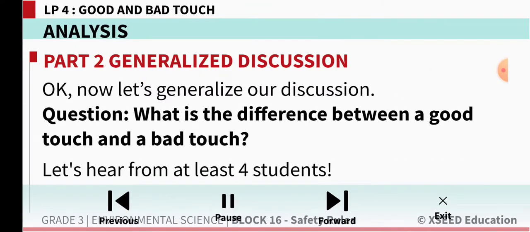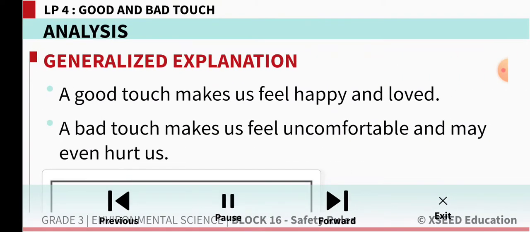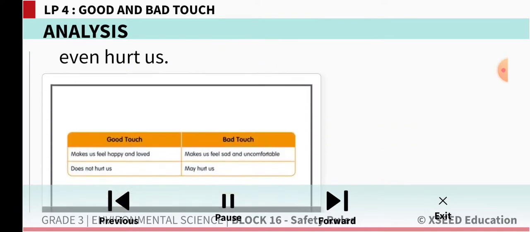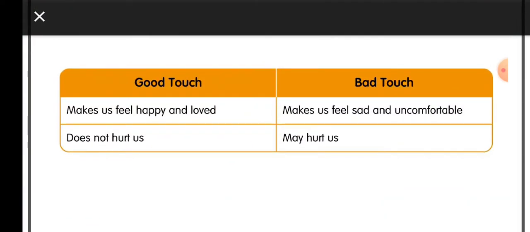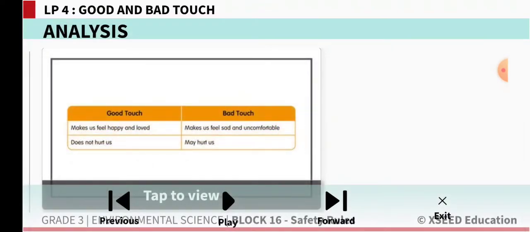What is the difference between a good touch and a bad touch? A good touch makes us feel happy and loved. A bad touch makes us feel uncomfortable and may even hurt us. So, what is the difference? Please write this down in your notebook. Good touch makes us feel happy and loved, and it does not hurt us, whereas bad touch makes us feel sad and uncomfortable, and it may hurt us.